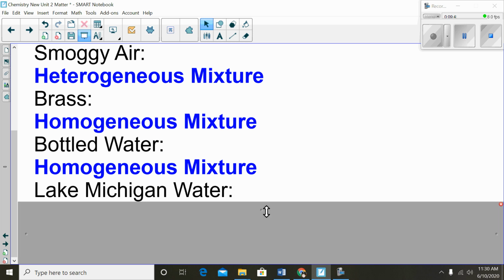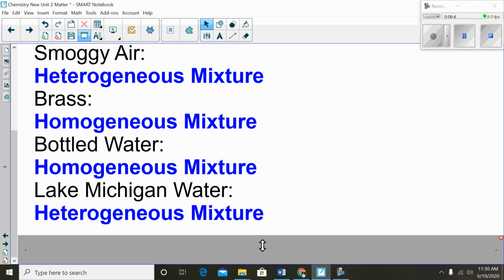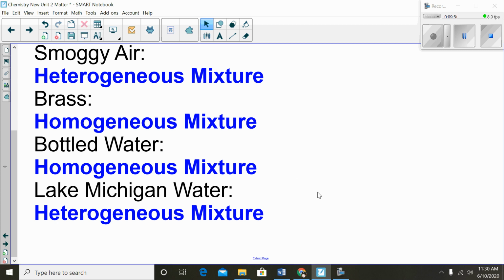Lake Michigan water would be a heterogeneous mixture, right? There are lots of different things in Lake Michigan, depending on how close you are to the shore. Remember, you would have even animals in there, and so forth, but you do not have salt in there. Lakes are freshwater, so there is no salt. There's just other things that could be in there, other living organisms, and so forth, compared to your bottled water, which hopefully has that taken out. Okay.